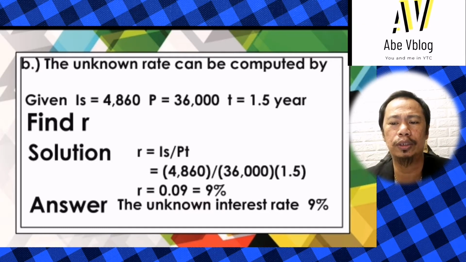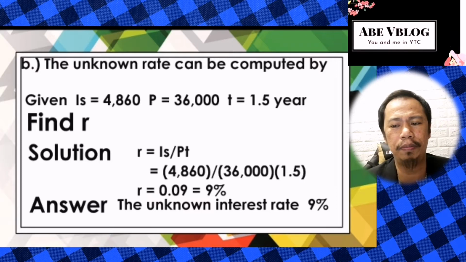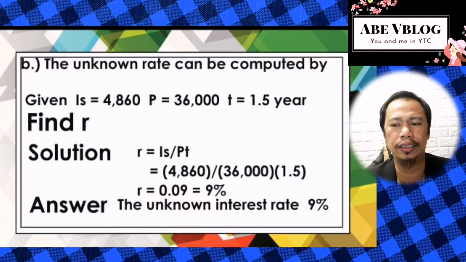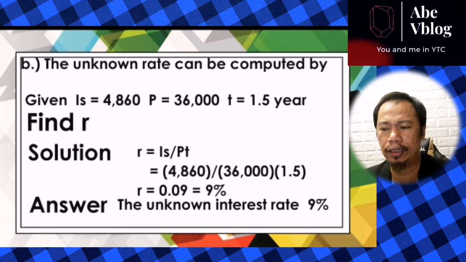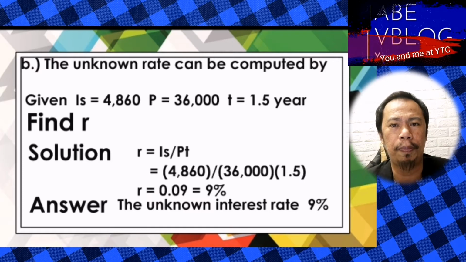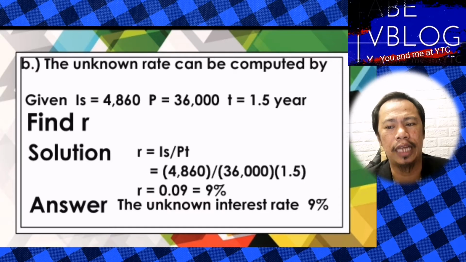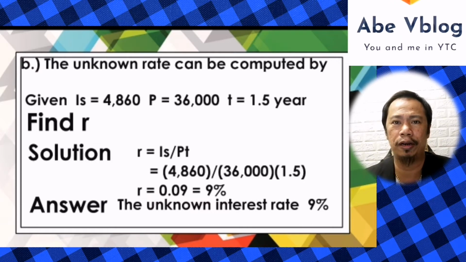So R is equal to IS over PT. So we substitute the given values: 4,860 divided by 36,000 and 1.5, the product of it, no? So the R is 0.09 or 9%. So that is the interest rate for letter B.